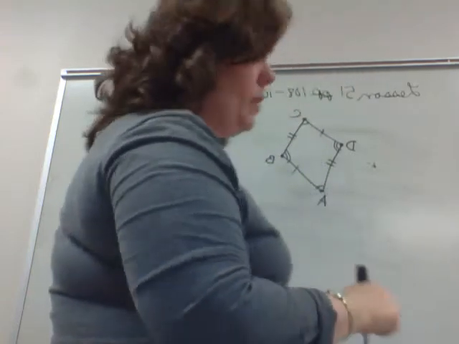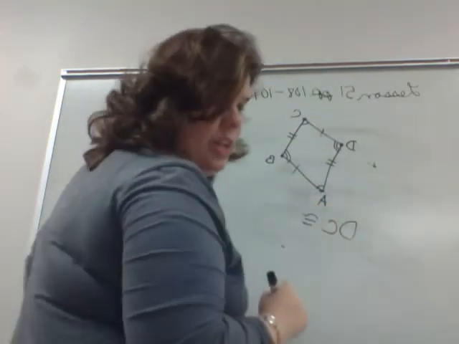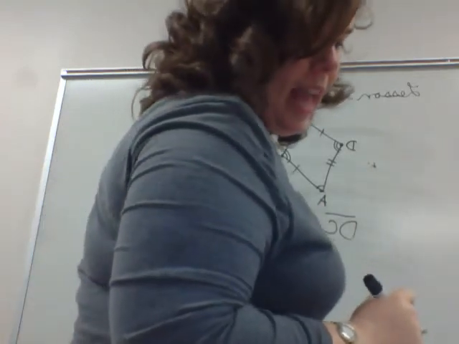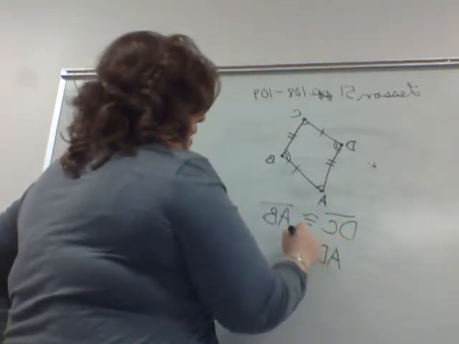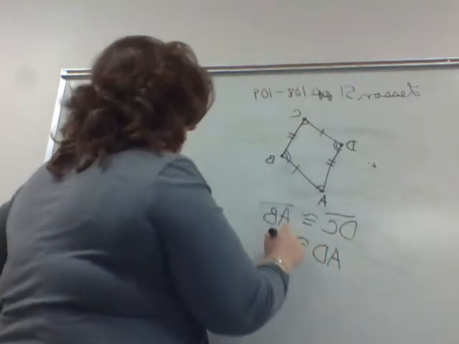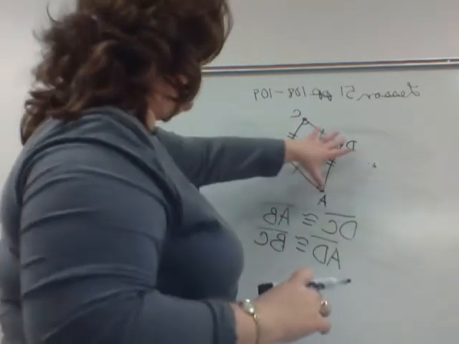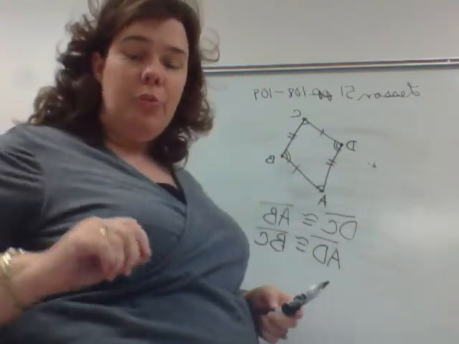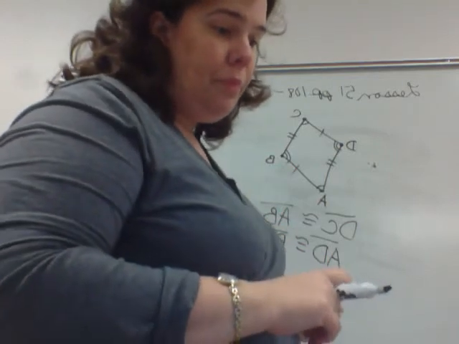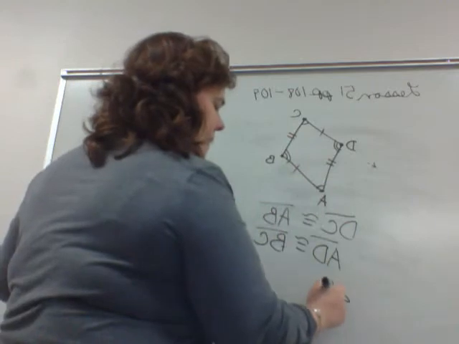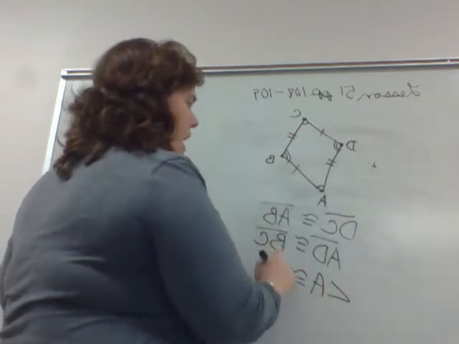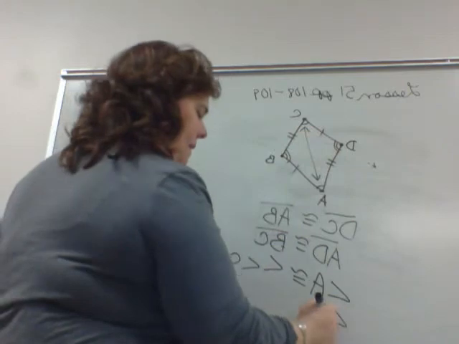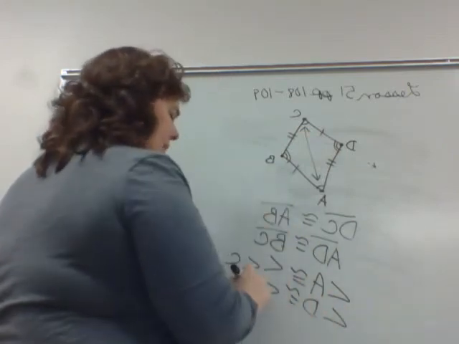In a purple bubble, it says DC is parallel to AB. Also, AD is parallel, congruent to BC. Congruent. So this one is congruent with this one. This one is congruent with this one. That's how we write it. You have to be able to read what you write. Also, we've got angle A is congruent to angle C, opposite angles. Angle D is congruent to angle B.